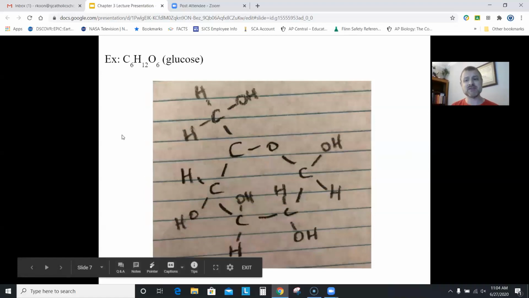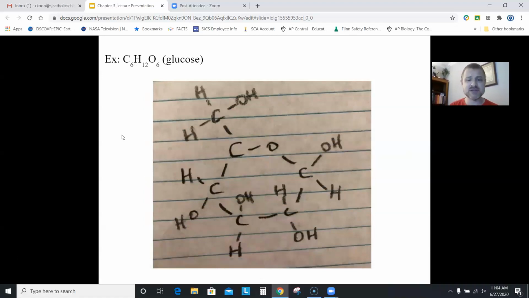The last one I want to look at is glucose, C6H12O6. Back in the old school AP Bio days when I took it, you really had to have this memorized to be able to draw it from memory. That's not something that you need to be able to do now. But if you can draw it from memory, it means that you know all the rules and that you can apply this. So begin with the 6 carbons.